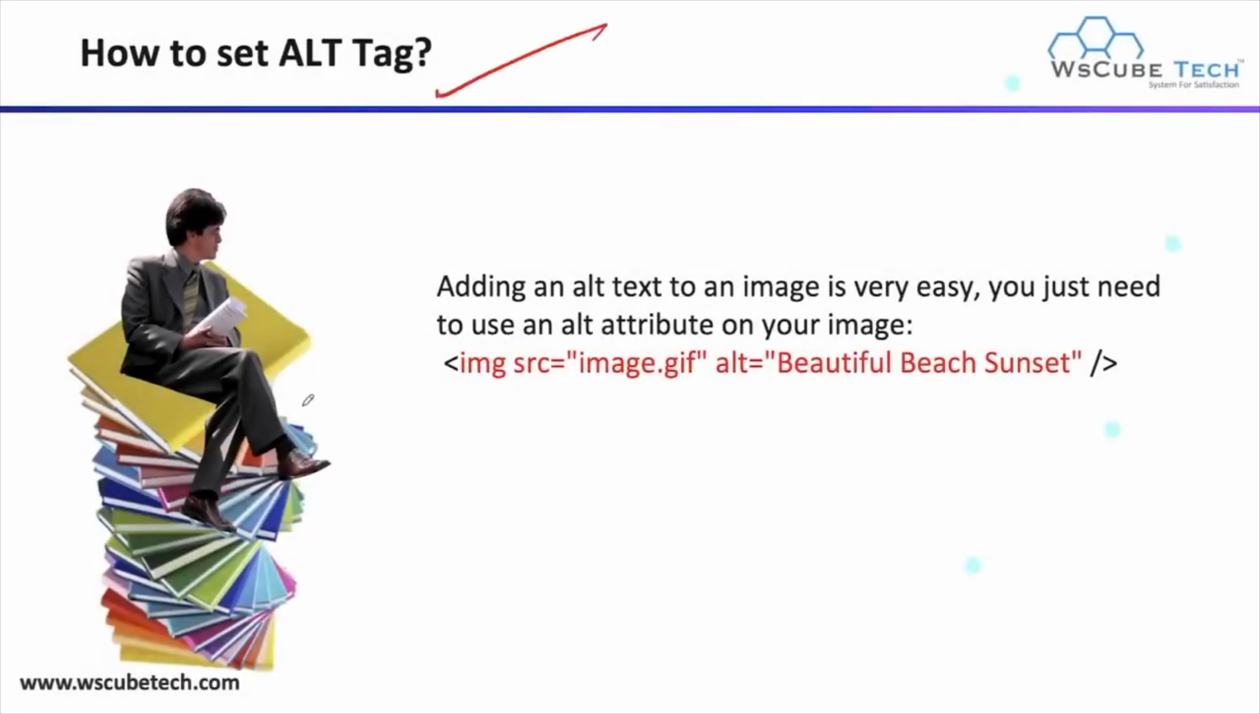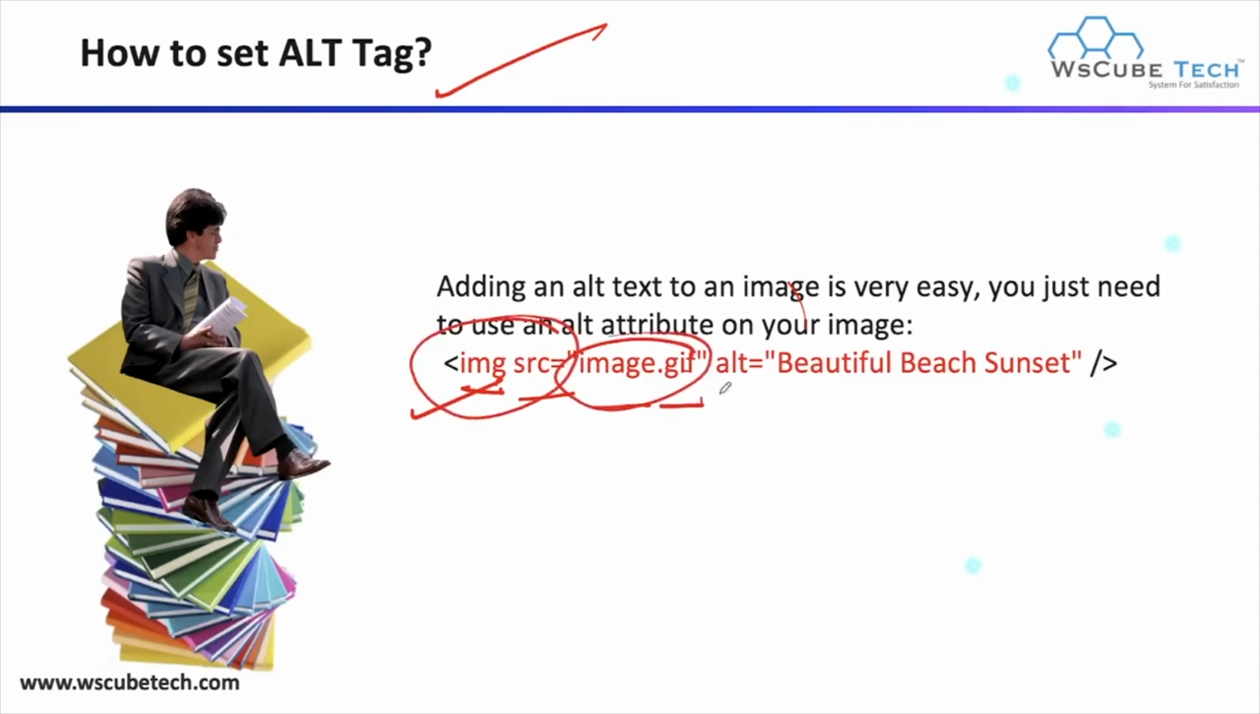How can you set an alt tag? In your web page, we have this particular attribute, that is img src="image.gif". We can use this tag to add an image. This is the image file here, and this is the HTML code. We can use this code to add an image in our web page.